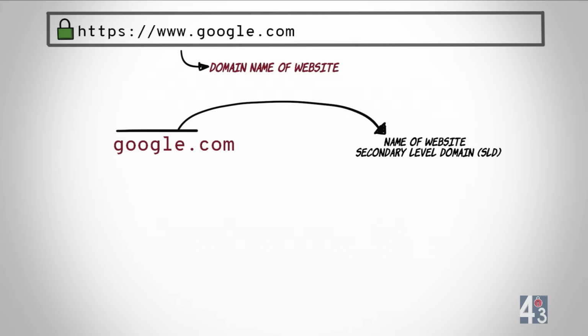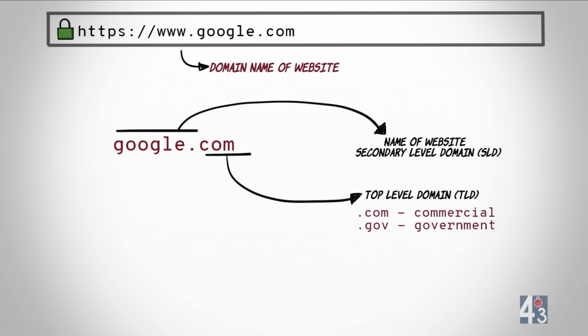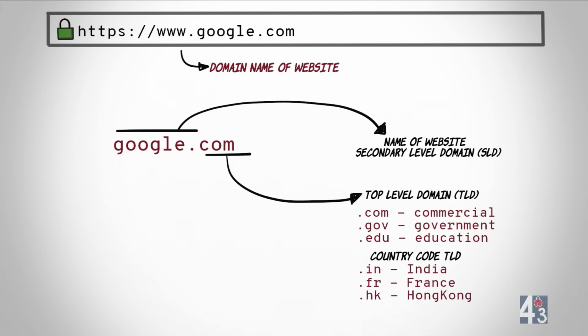Now take this URL as an example. Here, google.com is the domain name of the website. The Google portion of google.com refers to the name of the website. It is called the secondary level domain. The .com portion of google.com is called the top level domain, and it gives you an idea of what sort of an entity the organization behind the website is. There are also country code top level domains, .in for India, .fr for France, .hk for Hong Kong, and so on.